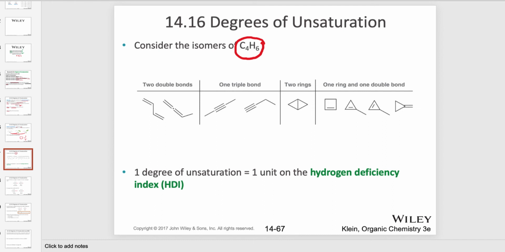As you can see, here we have 2 double bonds, 1 triple bond, 2 cyclic components, 1 cycle, 1 double bond, and so on, right? So 1 degree of unsaturation is 1 unit on the hydrogen deficiency index. And those are the important correlations.